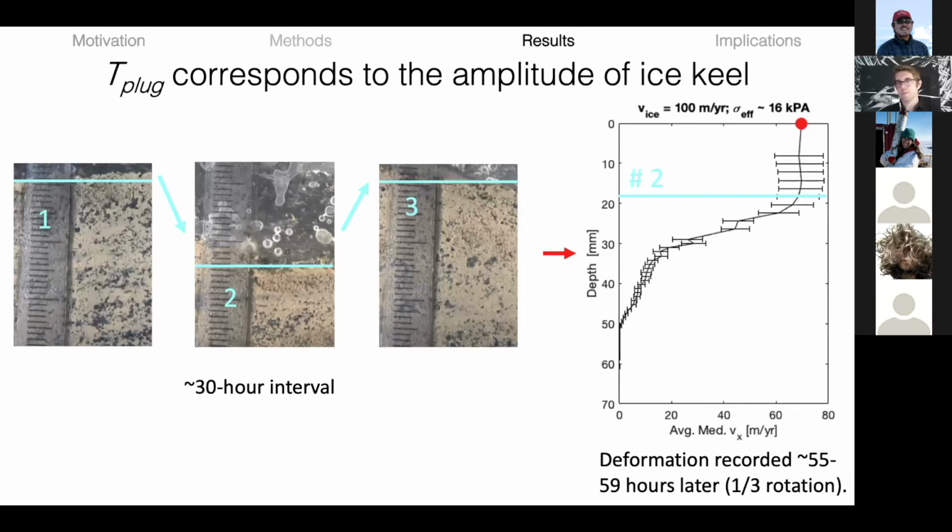of an ice keel. Shown in the pictures is basically a time series of 3 images captured over a 30-hour interval. In these, you see that the ice bed contact drops down in the camera's field of view by about 19 millimeters and then climbs back up. This deformation profile shown on the right was recorded about 50 to 59 hours after this ice keel had passed. And you see that the amplitude of the plug, or the depth of the plug, corresponds exactly with the depth of what we call an ice keel.